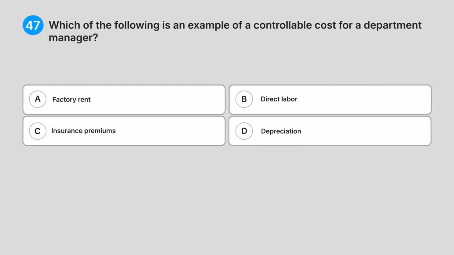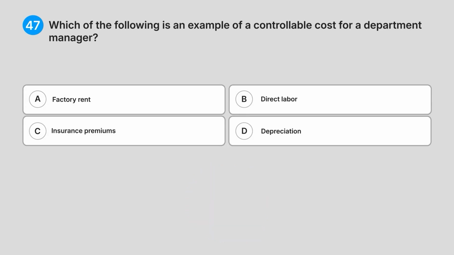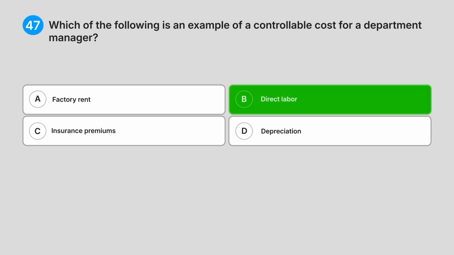47. Which of the following is an example of a controllable cost for a department manager? A. Factory rent. B. Direct labour. C. Insurance premiums. D. Depreciation. Do you know the answer? Correct answer, B. Direct labour.